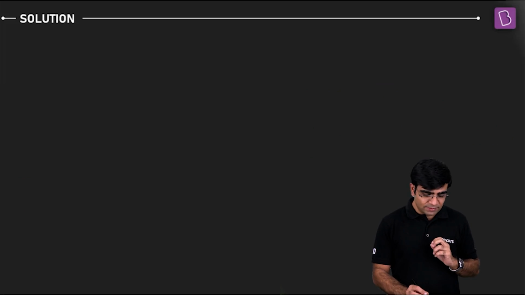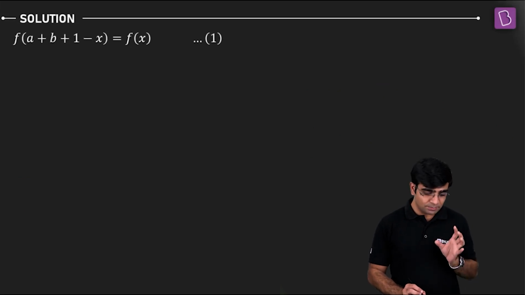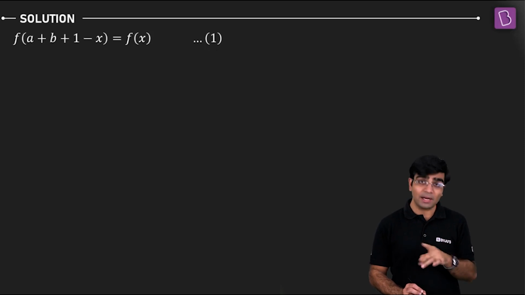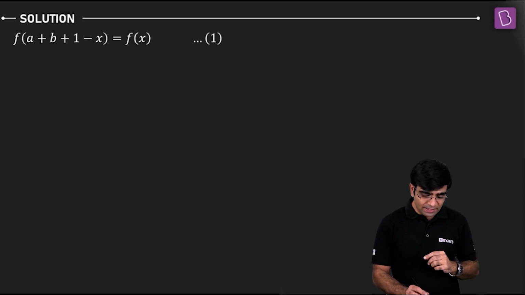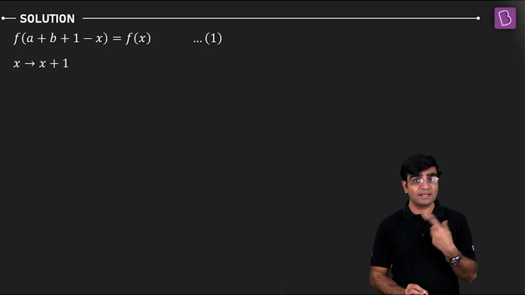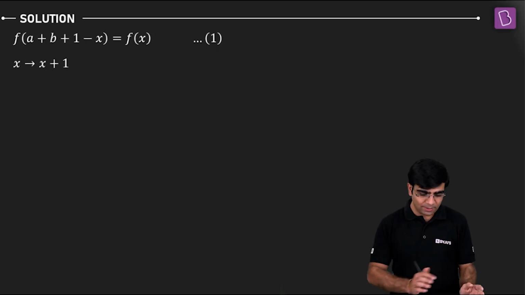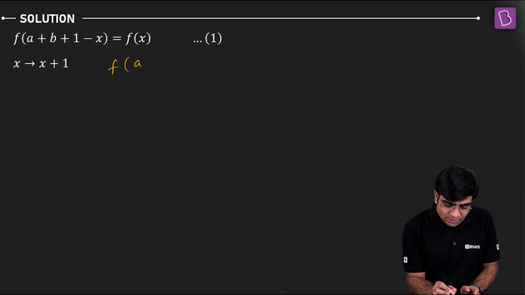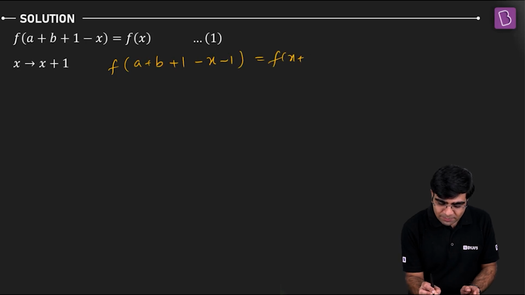Now, this was the first statement that we had, that f of a plus b plus 1 minus x is equal to f of x, right? I know that I have to deal with f of x plus 1 also. So the first thing which came to my mind, other than the property, is that I need to replace x by x plus 1 so that I can establish a relation for that as well. Okay, let me quickly do that. So when I replace x by x plus 1, my relation becomes f of a plus b plus 1 minus x minus 1 is equal to f of x plus 1.